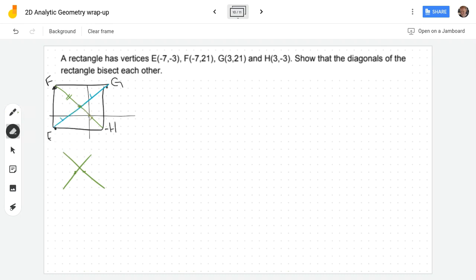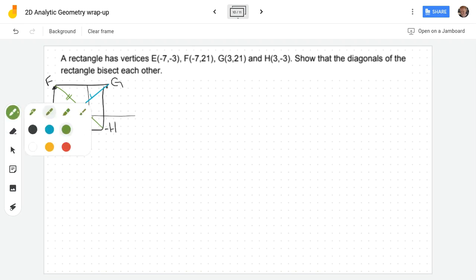So, okay, we need to find the midpoint of both of these diagonals and just prove that they are in fact the same or they're not. So the midpoint of FH, let's start with that one.